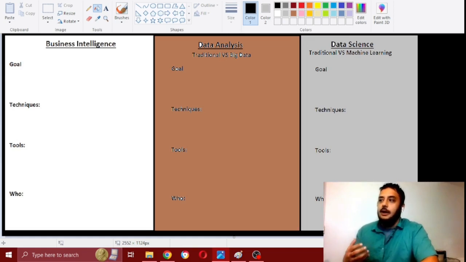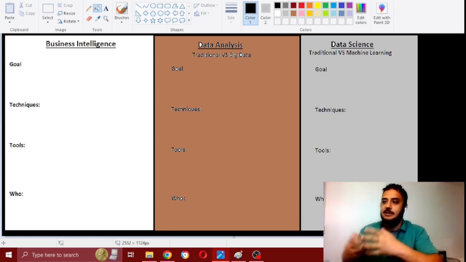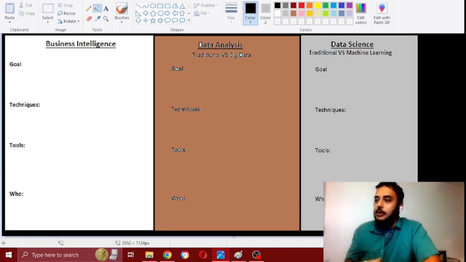For data analytics, for the traditional data analysis, of course, you can start if you have come from a business background, economics background, or mathematics background. You could be a database administrator and transition into data analytics. You can be a data engineer and become a data analyst, or you can be a data architect.